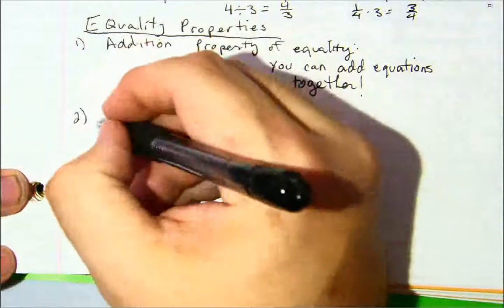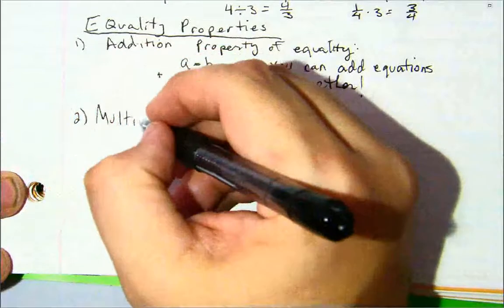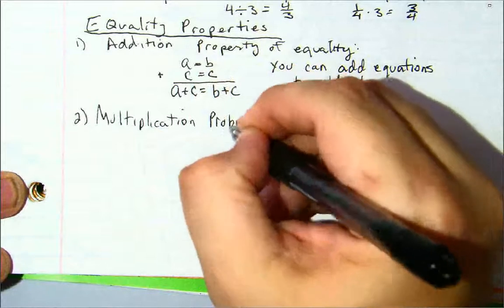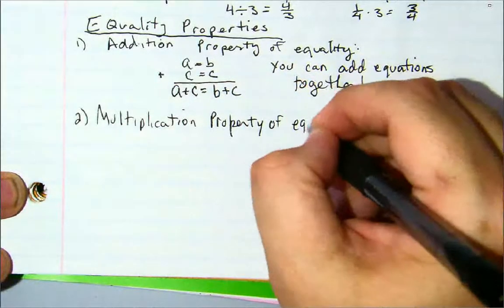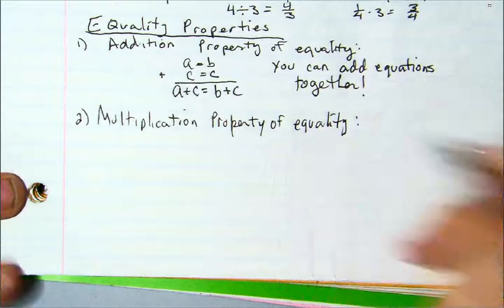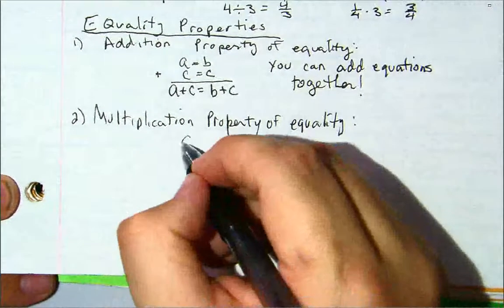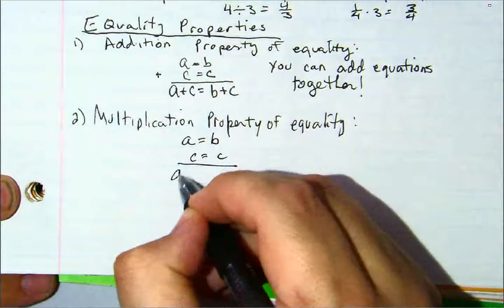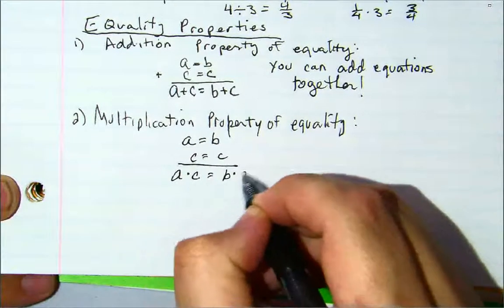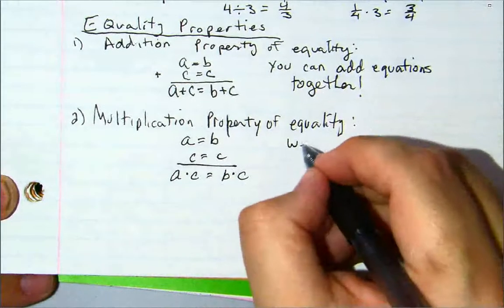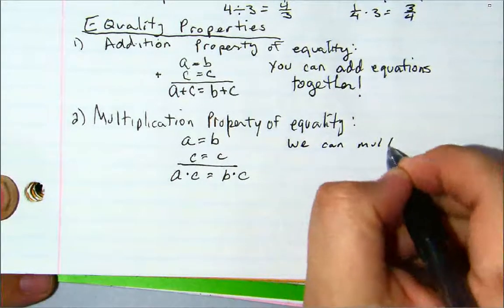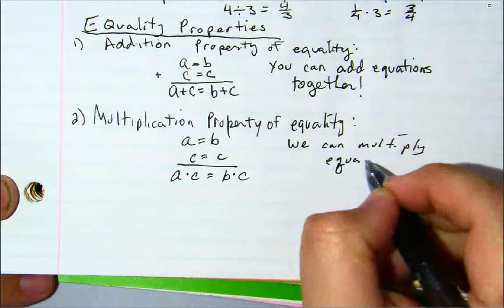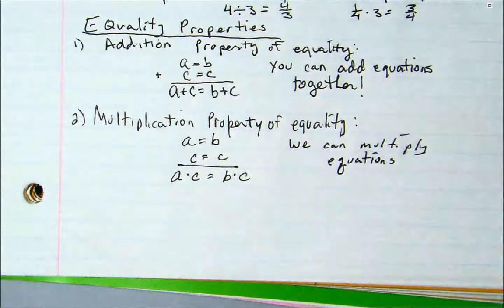The second one is multiplication. The multiplication property of equality: if I have A equal to B and C is equal to C, I could say A times C is equal to B times C. We can multiply equations.